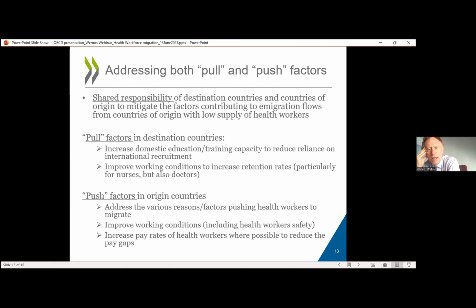The first responsibility has to come with the destination countries and making sure that there's enough training of doctors, of the nurses and so on, to reduce the reliance on international recruitment, to also improve the working conditions, to increase retention rates, which is a big issue now, particularly for nurses, because if you have many nurses leaving the profession before retirement age, and you don't train enough to replace them, then you will need to recruit some from abroad to respond to the demand. And then there's also push factors, like to address the various issues that are pushing health workers to migrate.